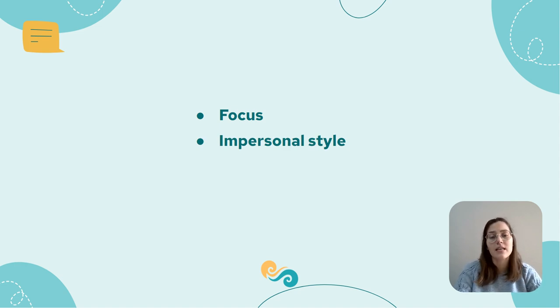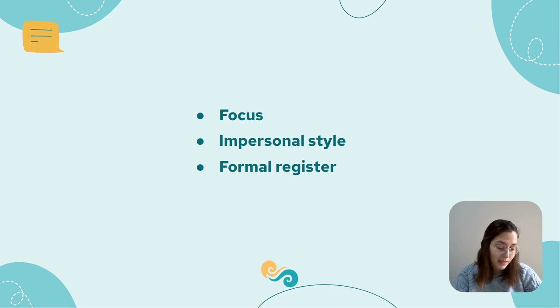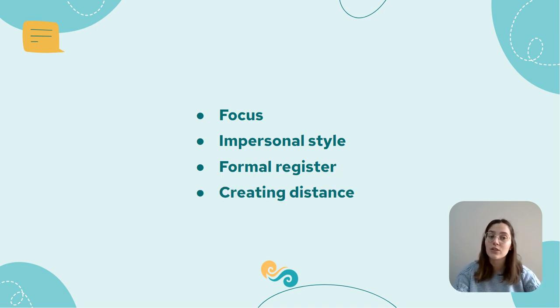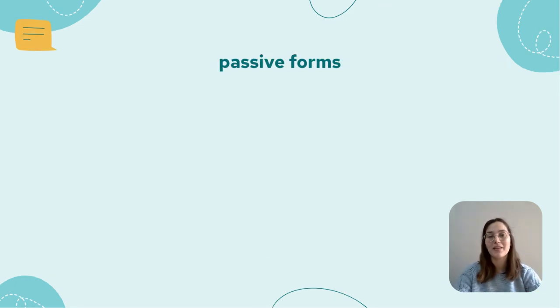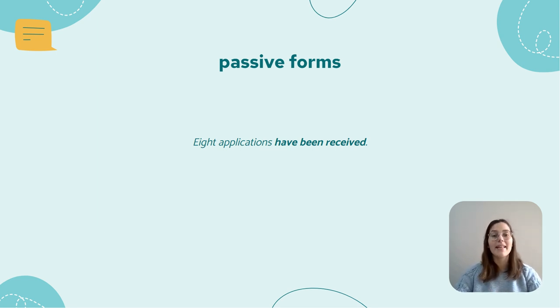And the result is this impersonal style, which is extremely useful when we want to achieve a more formal register. And as we'll see today, this structure is useful when creating a certain distance. But we've got plenty of minutes ahead, so let's dive right into it. We're going to take a look at the passive forms. And we begin by means of this example.